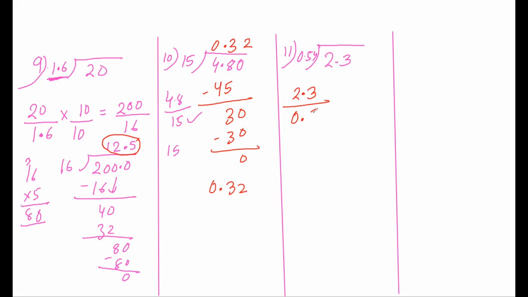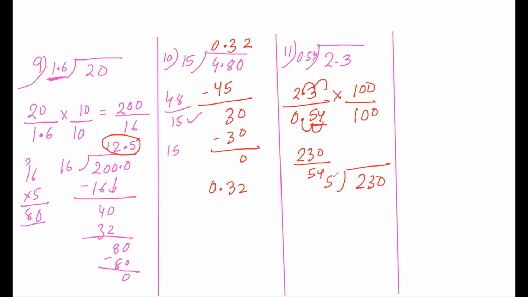Coming to here, okay, we got a question now where we need to multiply. What should I multiply with? I have 2 places, means 100. But when it moves, you need to put a 0, right? 230 over 54. Okay, let me divide. You know that I need to put a 0 here.